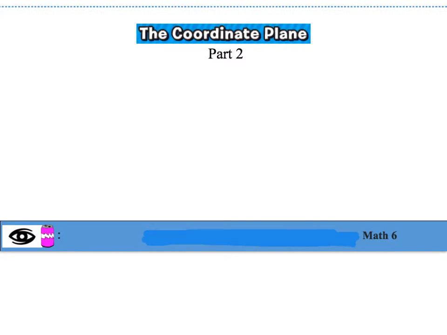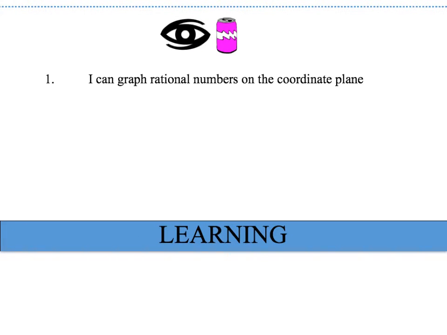Welcome to this lesson on the coordinate plane part 2. Please be sure you have these notes in front of you so that we can begin our lesson. The I can statement for this lesson says, I can graph rational numbers on a coordinate plane.